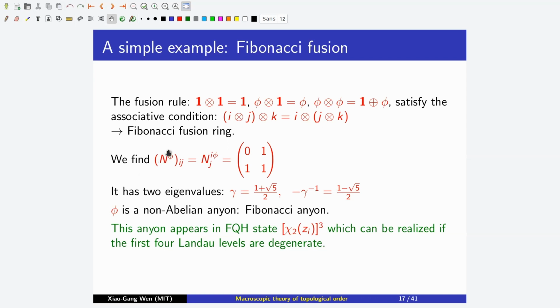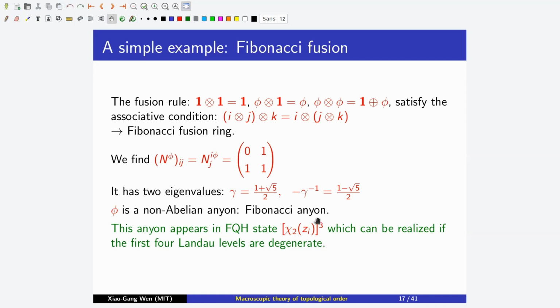And then this matrix for the tau particle is just very simple, 0, 1 and 1, 1, if you just follow this fusion rule. And there are two eigenvalues, one of which is (1 plus square root of 5) over 2. So that is the Fibonacci number, and that's why I call this a Fibonacci anyon. So this is really the simplest non-abelian anyon we have.